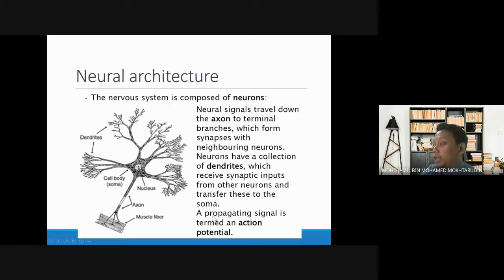So they propagate a signal that is termed action potential. Action potential is like voltage, like voltage in a battery. The signals will come to the muscle and cause the muscle to contract. It will flex. But it's not necessarily only to muscle, though the most common example is to muscle, which is easiest because people have studied it.